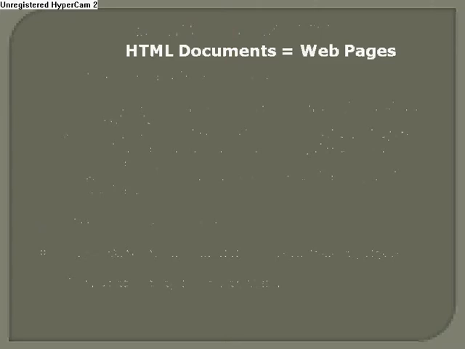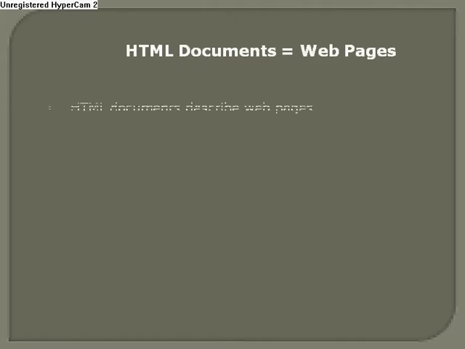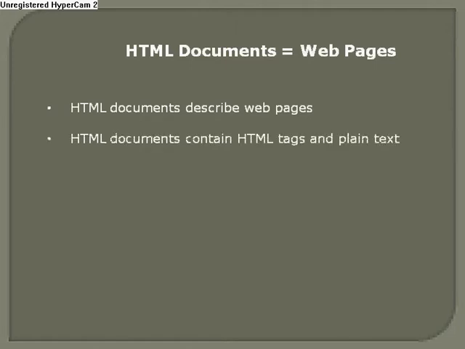Okay, HTML documents equal web pages. It means if we talk about an HTML site, then HTML documents are also known as web pages, because an HTML document describes all the functionality, all the features which are viewable to the users on the web page. And an HTML document contains mainly two things. One is HTML text and another one is plain text. Plain text is basically information which is given by the HTML page to the users.